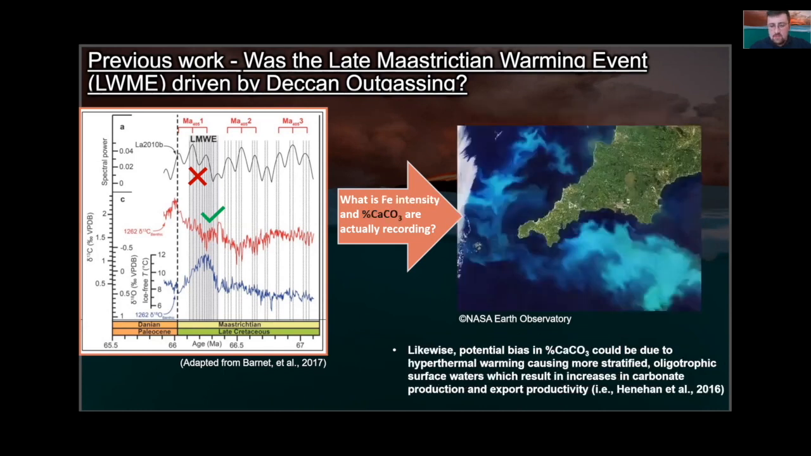Likewise for the calcium carbonate, interestingly, perhaps the hypothermal warming that we're seeing is actually causing more stratified, oligotrophic surface waters. And in environments like this, in this picture here, we can see that large blooms of coccoliths like to proliferate. So perhaps we're seeing increases in sedimentation due to warming rather than rapid declines in the amount of calcium carbonate due to acidification. So it's very complicated. It's not as straightforward as we might think.